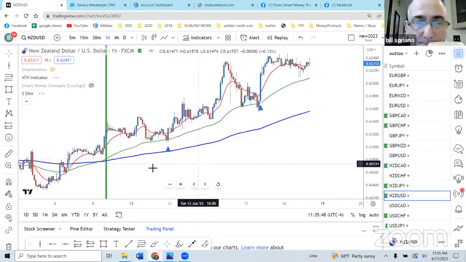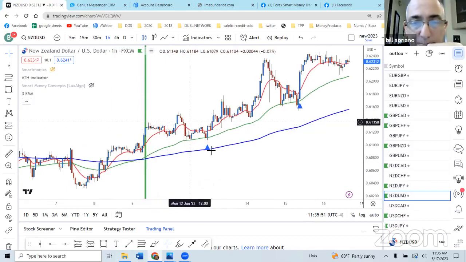Here's NU. Again, there's your flip, there's your pullback. You are in a smart money zone. You have a break of structure validating this area right here. Again, you can get in at the open or wait for a slight pullback. Let's say you get in at the open of the next candle.